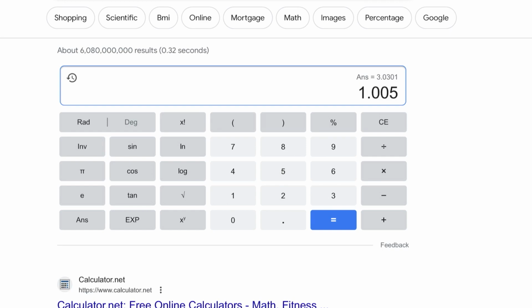1.005 raised to 240 equals, minus 1 equals. So this is the number inside the bracket. Now I take this number times 100. This is the number in the numerator. Now I take this number divided by 0.005. I get 46204.089561.